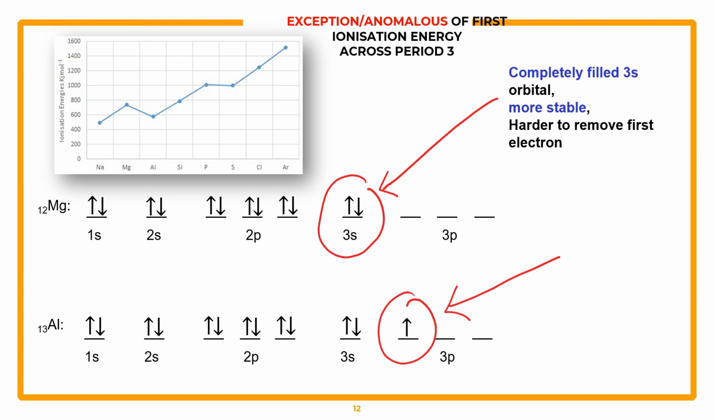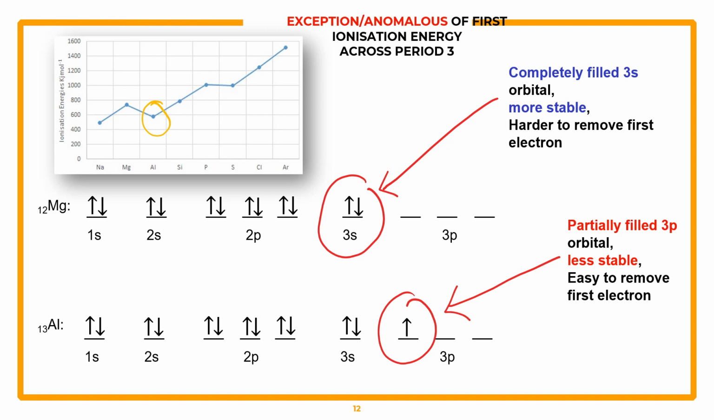Meanwhile, in aluminium, we have a single electron in the 3p orbital. This kind of arrangement we call a partially filled 3p orbital, which is less stable and makes it easy to remove the first electron. So this is the reason why the first IE of aluminium is lower than that of magnesium.